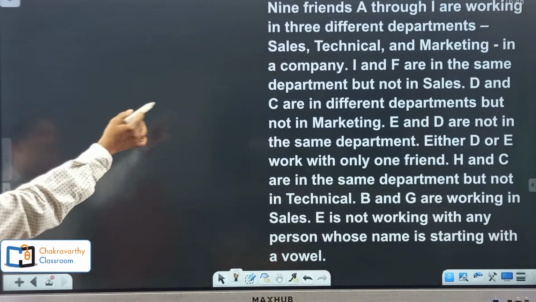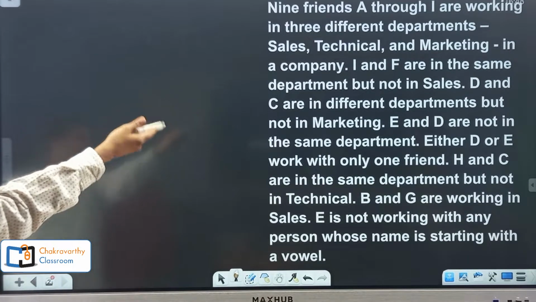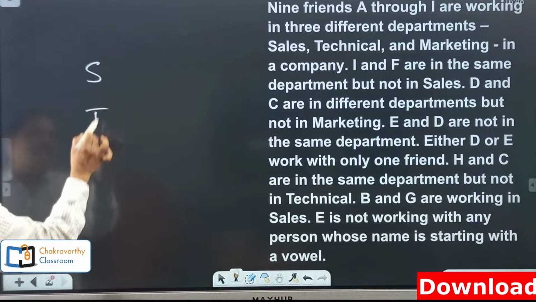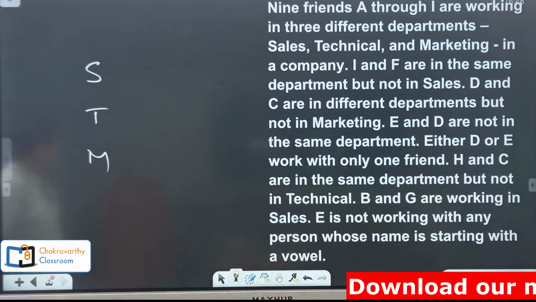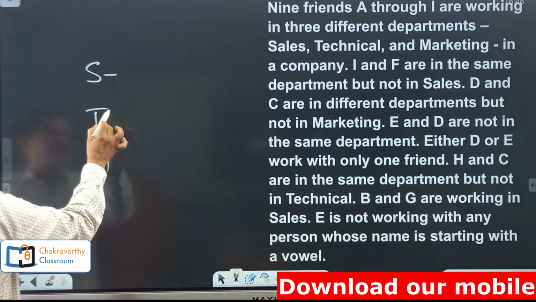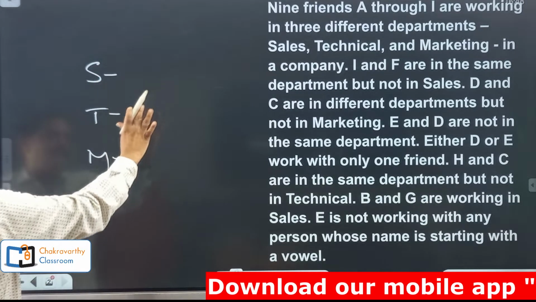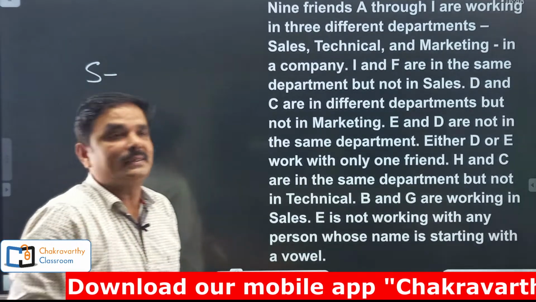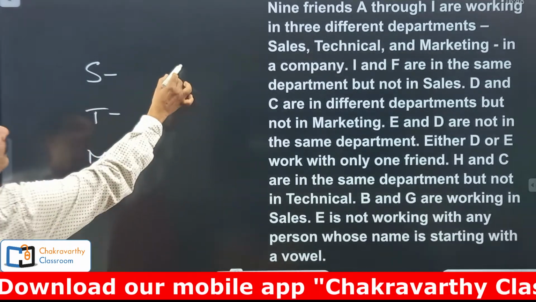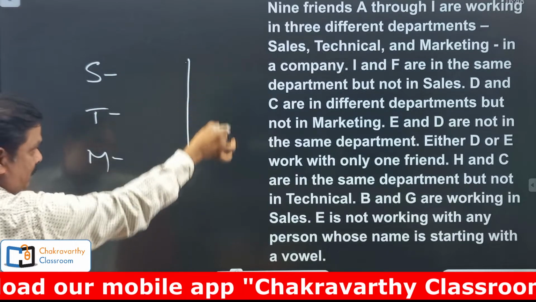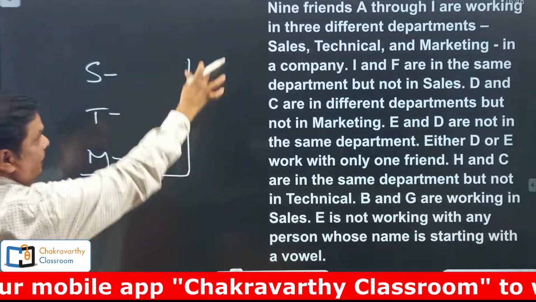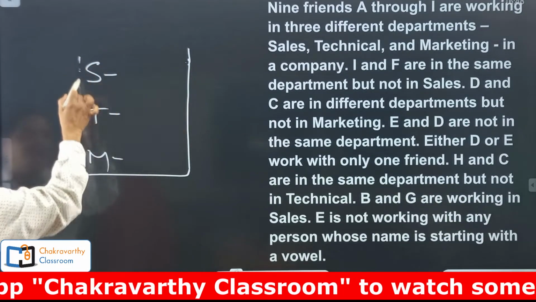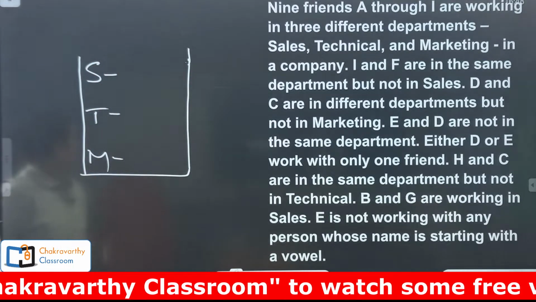Alright, so how to take this one? How many departments? 3 of course. Sales, technical and marketing, I am taking here. Now I need to accommodate here: how many come under sales, how many technical and marketing? Who are those persons? Okay, now let us take up to this extent, and I am leaving this for the rough work. We do the rough work here, and of course positive information on the right side and negative information on the left side.